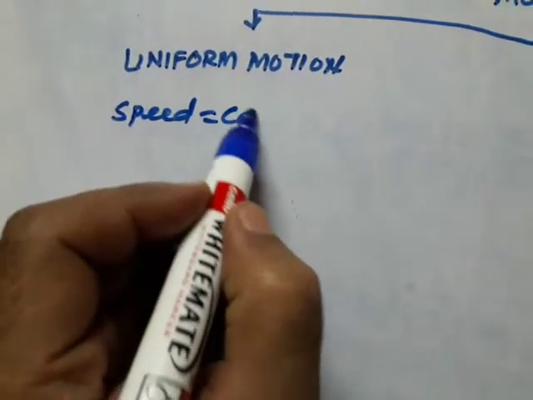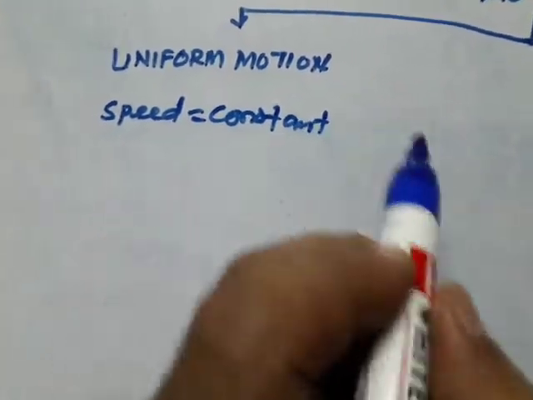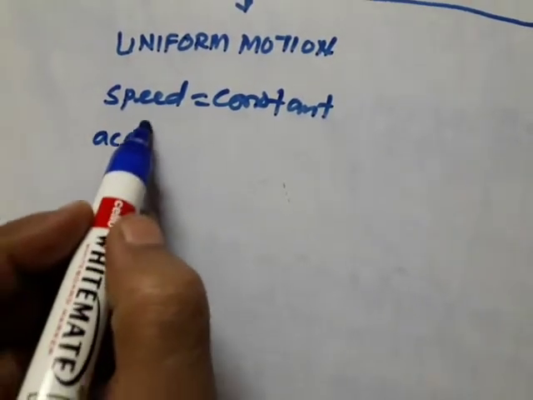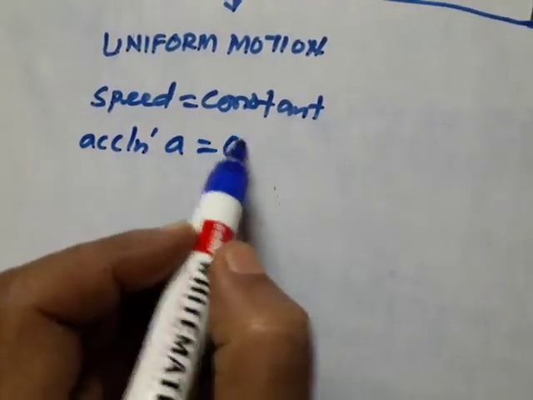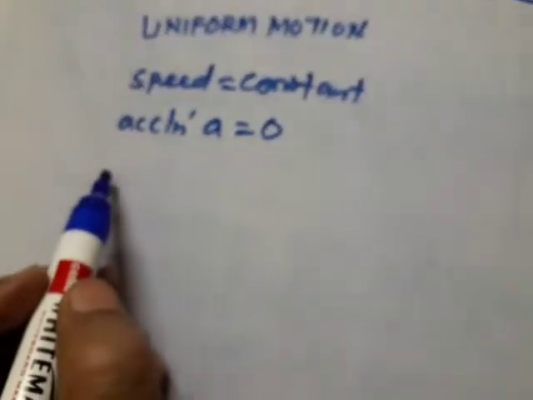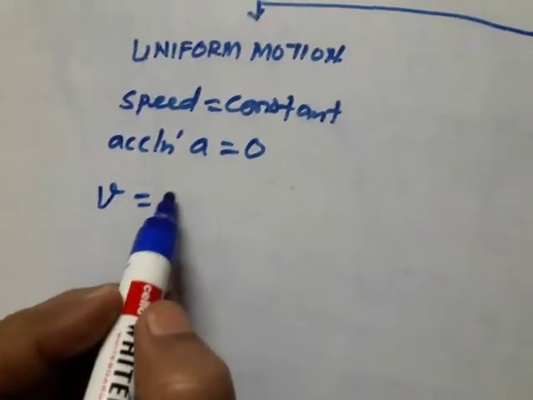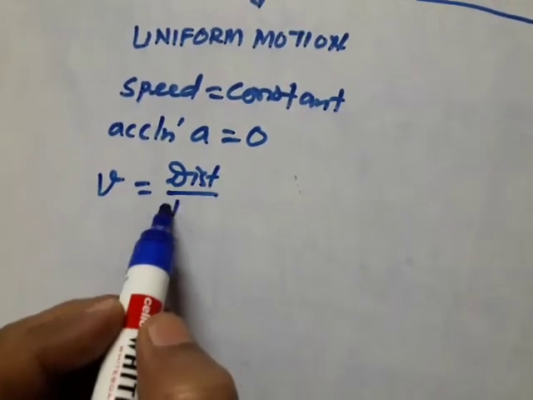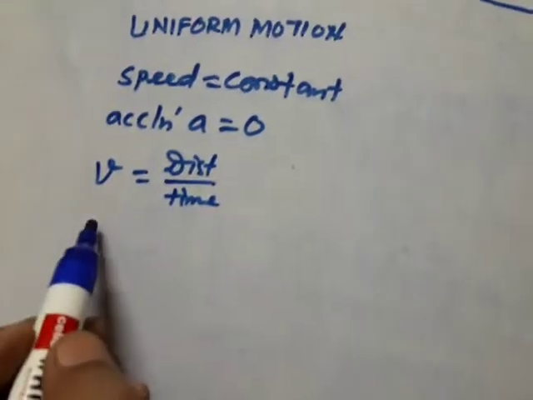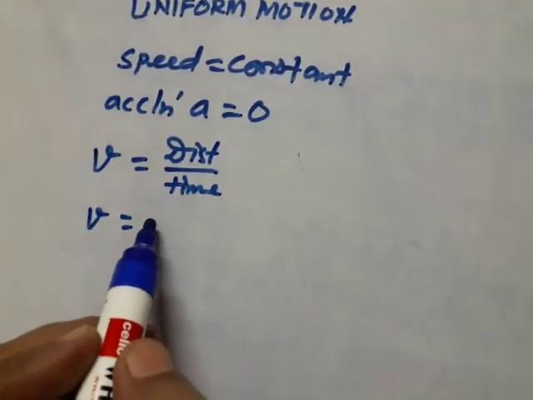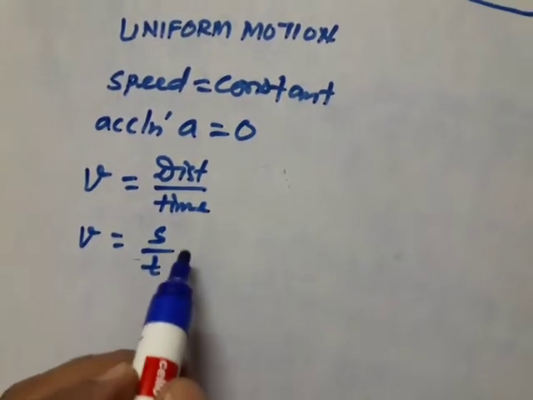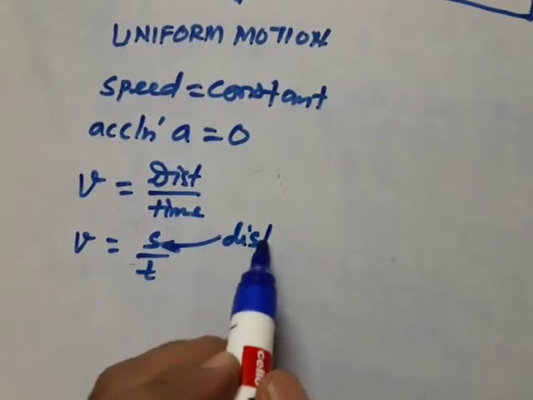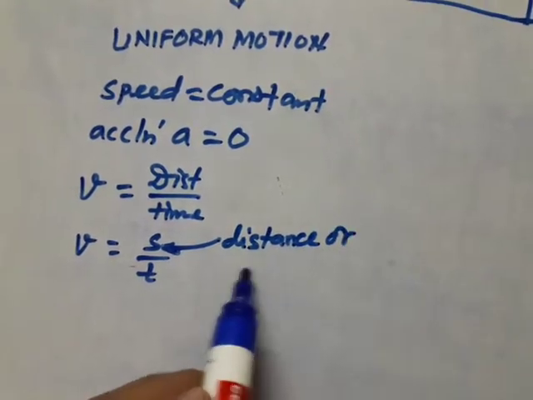In uniform motion, the speed is constant, right? And therefore acceleration A is equal to 0. Here we use the formula V is equal to distance or displacement by time. So the formula will be V is equal to S by T. S is for distance or displacement.